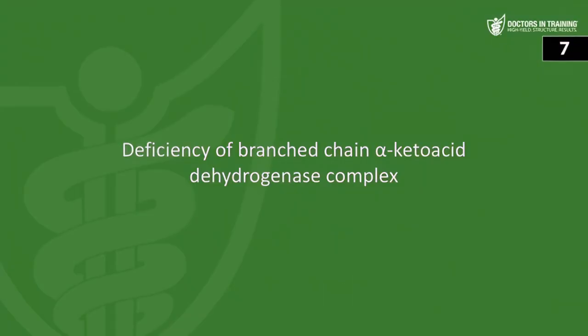Next question. What is the underlying cause of maple syrup urine disease? So this is going to be a deficiency of the branched chain alpha keto acid dehydrogenase complex. That's the long one to get. So you have alpha keto acids in the urine because you can't break down those amino acids like leucine, isoleucine, and valine. Remember, these are the branched chain amino acids.